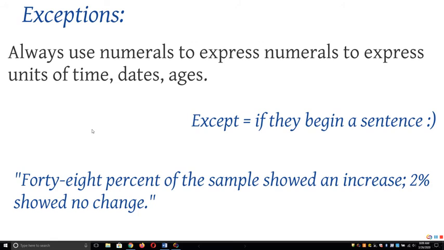So for example here, I have 2% over here because usually, since this is the math exception, I only have to do it numerically. But since 48% begins the sentence, instead of starting that with a number, I'm actually going to write out that entire phrase, so forty-eight percent. So, in sum, if it's age, date, or math, write it out numerically unless it begins a sentence.